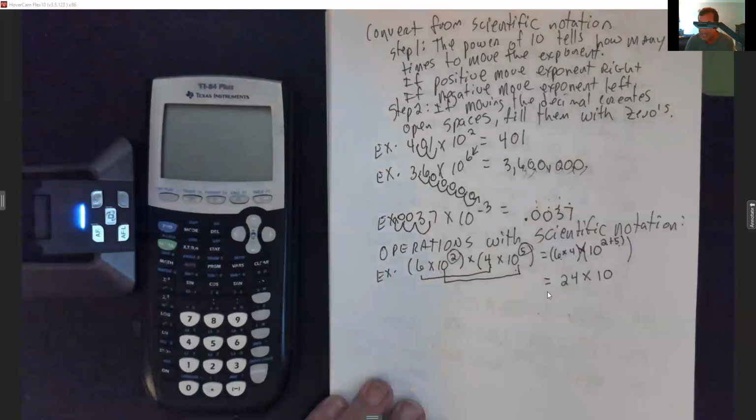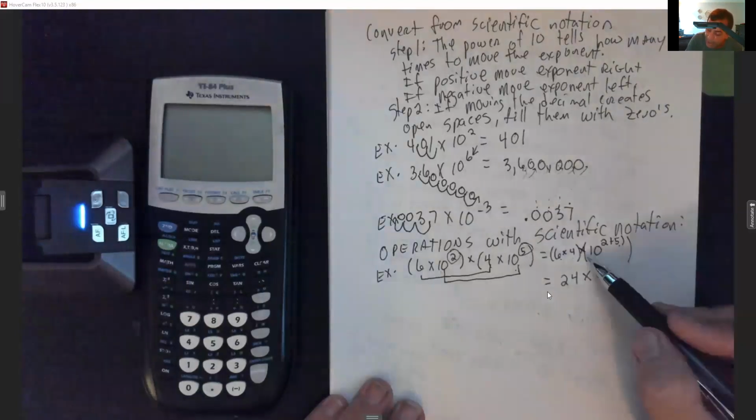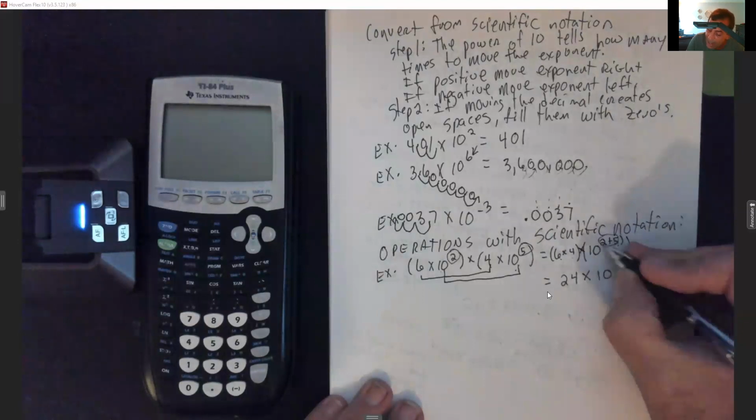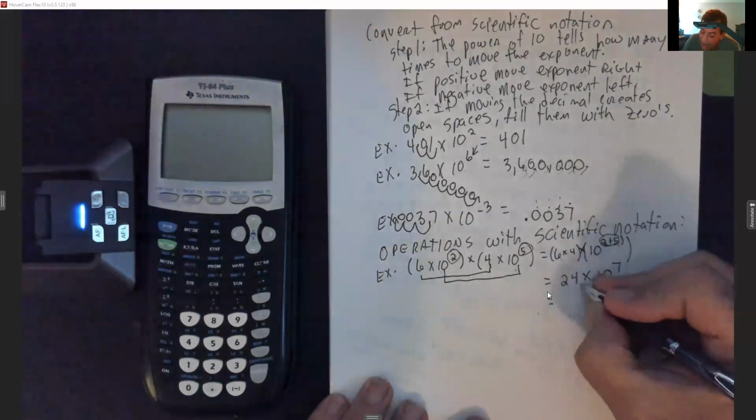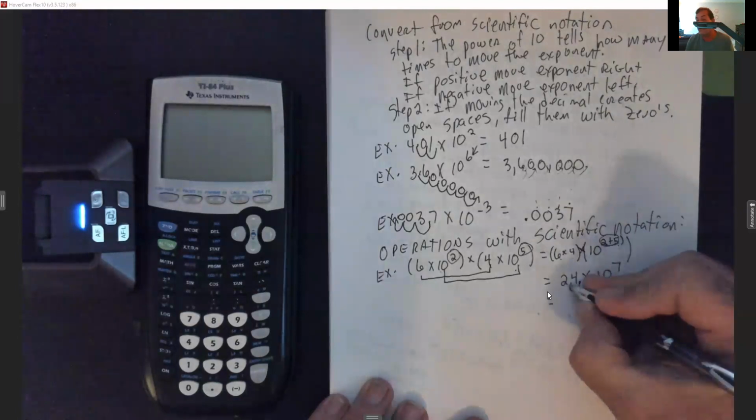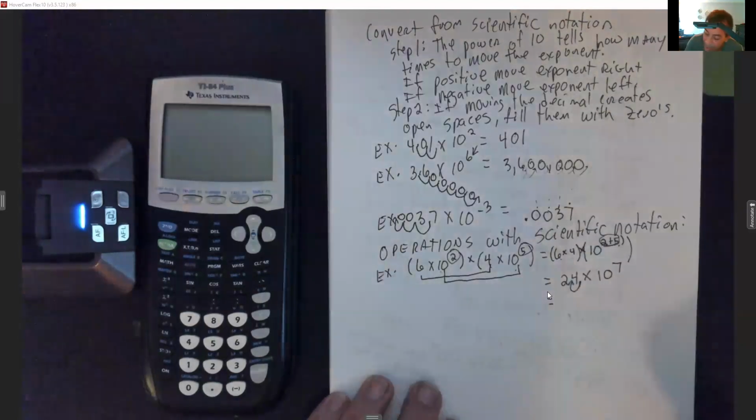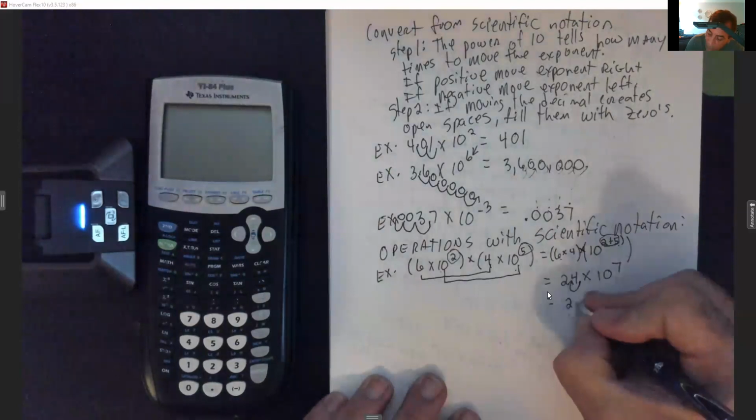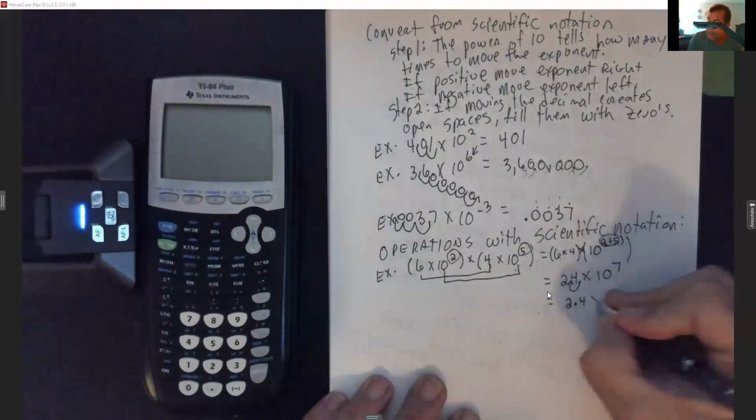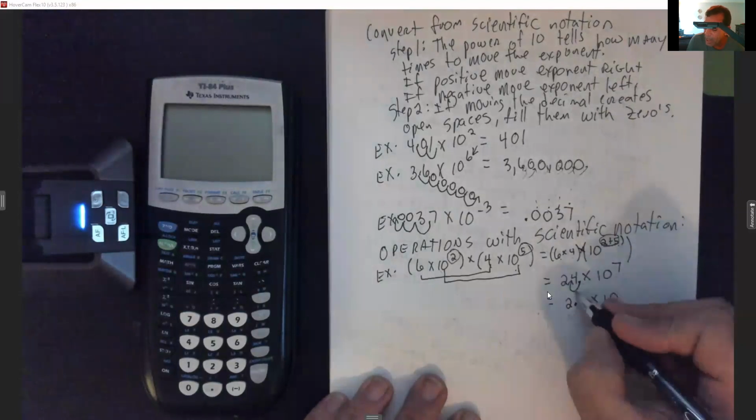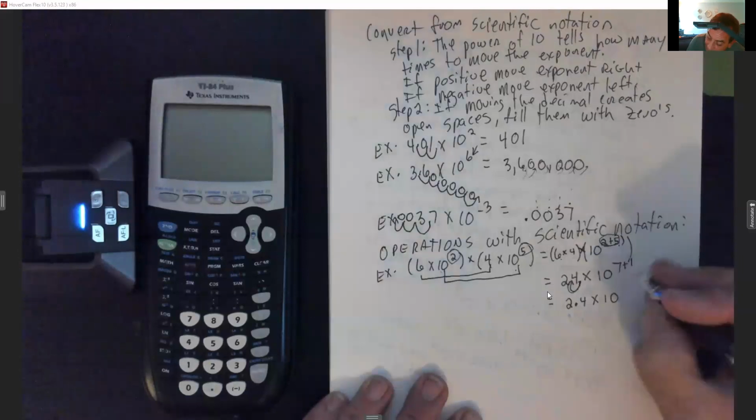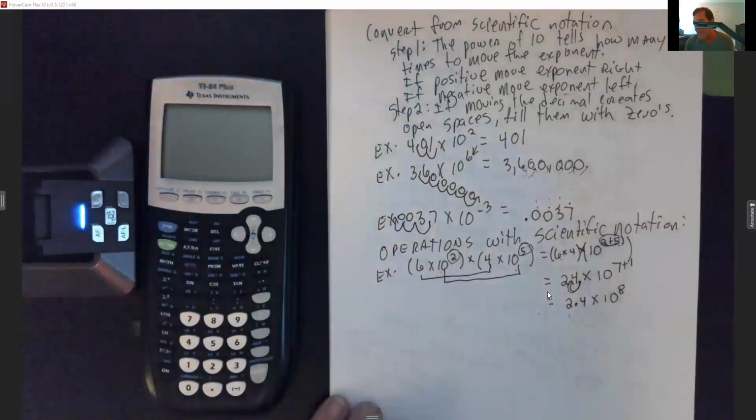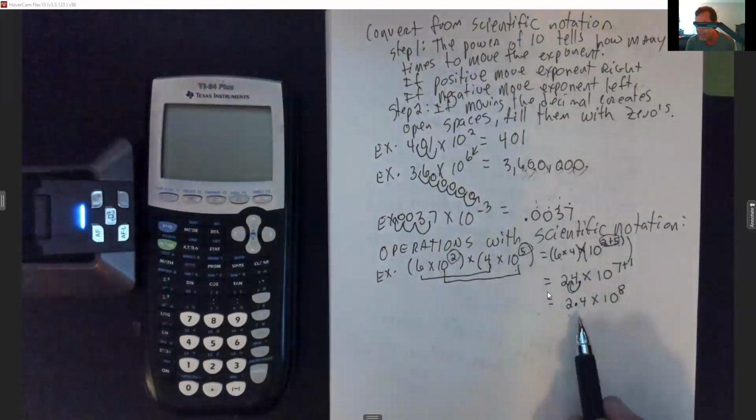My bad, y'all. Put the times in between the parentheses. And then bring down the 10, and then 2 plus 5 gives me 7. Now remember, I'm not done with that because my decimal is back here, and it needs to be behind the first number, which is the 2. So that's going to be a 2.4 times 10. And remember, if I move the decimal left, I add 1 to the exponent, which makes that an 8. So my final answer would be 2.4 times 10 to the 8.